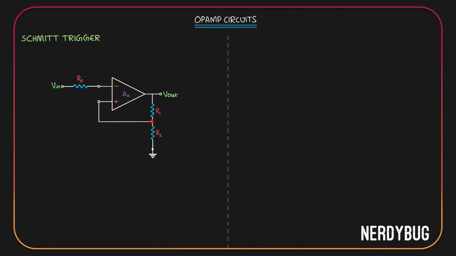Let us call this point X. So the potential here will be Vx. At the inverting terminal, we have input. At the non-inverting terminal, we have Vx. So Vx will be the reference voltage here. Since this is a voltage divider, Vx will be Vout divided by R1 plus R2 multiplied by R2.